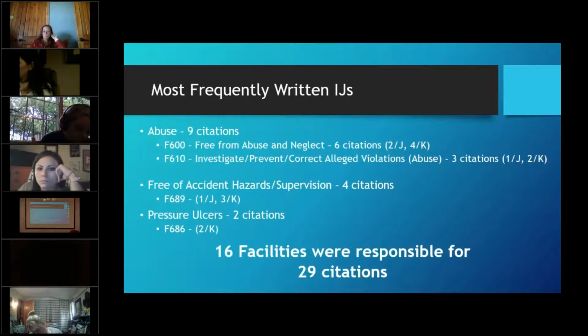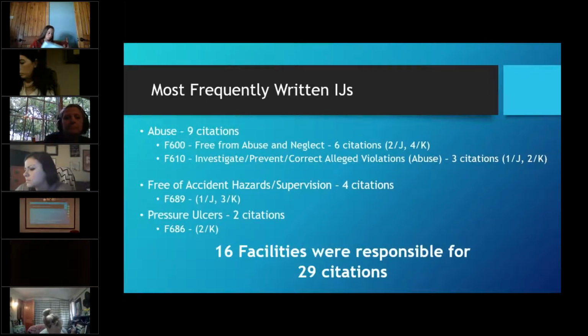Most frequent written IJs. Abuse. Out of those that were in 2018, when we were preparing this last year with the 2018 information, 9 of those IJs were cited for abuse. 6 of them were cited at F600, which is free from abuse and neglect. There were 2 cited at J and 4 cited at scope and severity K. So that was at a pattern at that point.